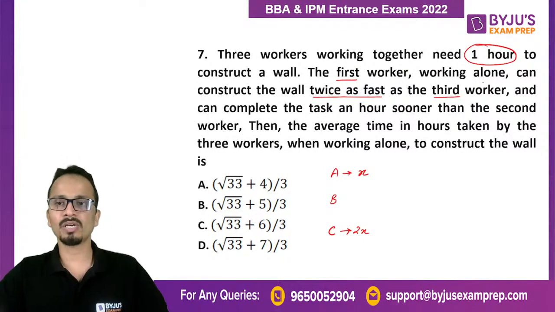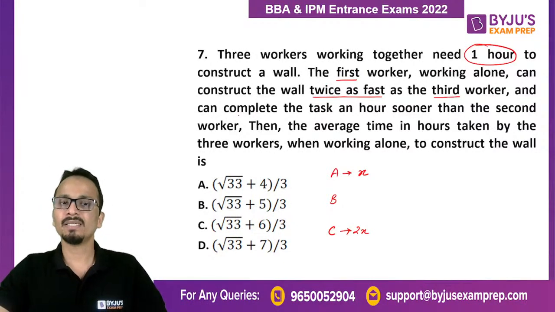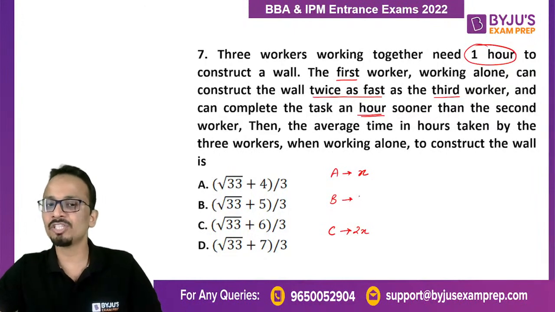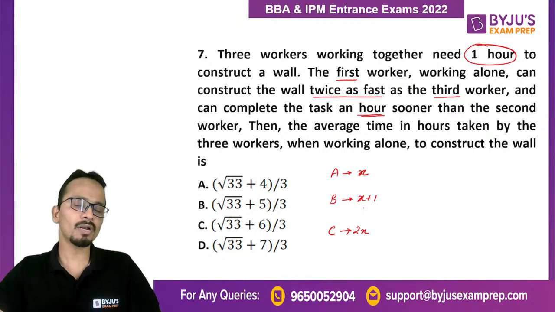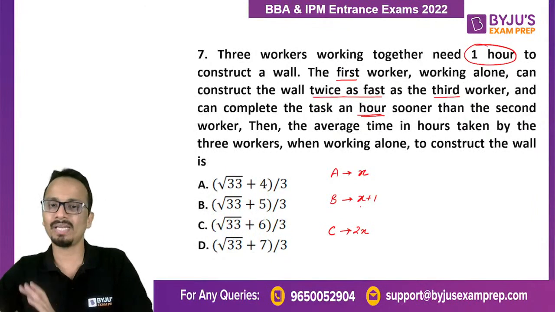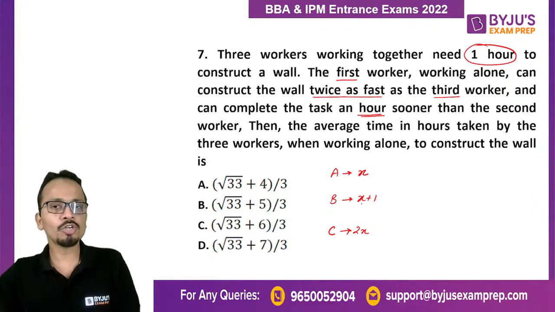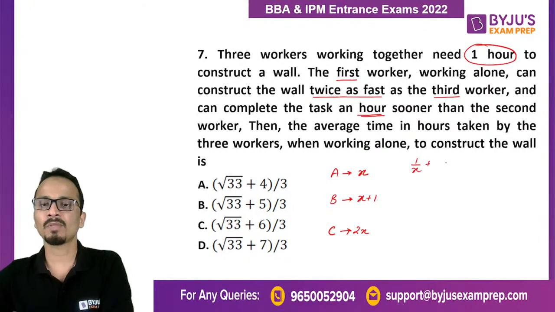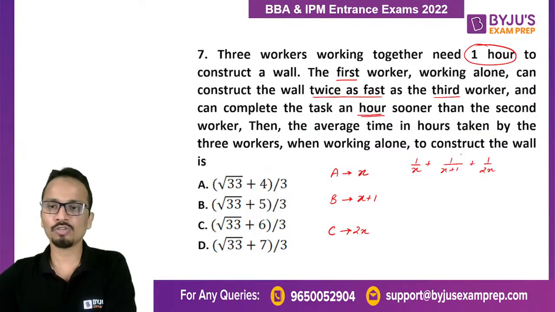The first worker working alone can construct the wall twice as fast as the third worker and can complete the task 1 hour sooner than the second worker. So the second worker takes 1 hour more to finish. So the time taken by second worker will be equal to x plus 1. Right? Now all three of them together can finish the piece of work in 1 hour. So I can make an equation which is 1 upon x plus 1 upon x plus 1 plus 1 upon 2x. 1 hour work for each of them will be equal to net 1 hour work.